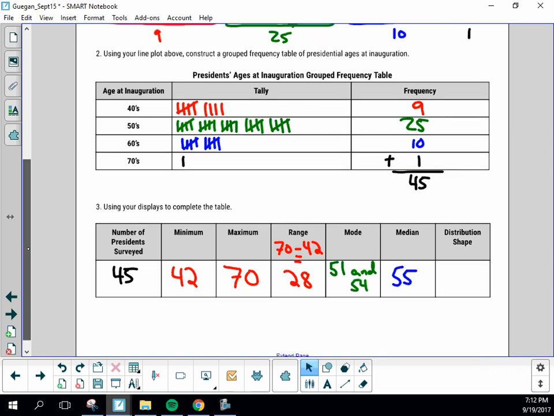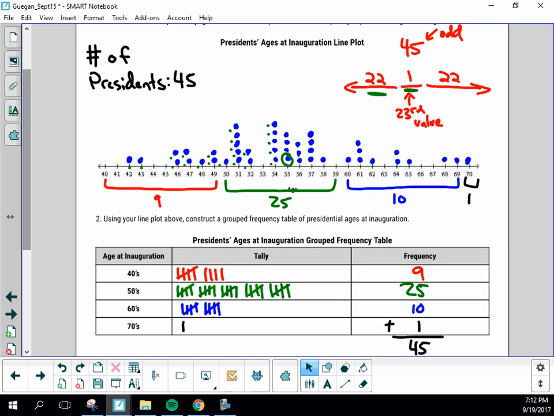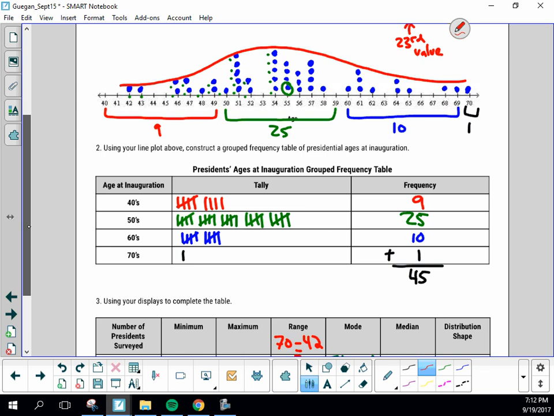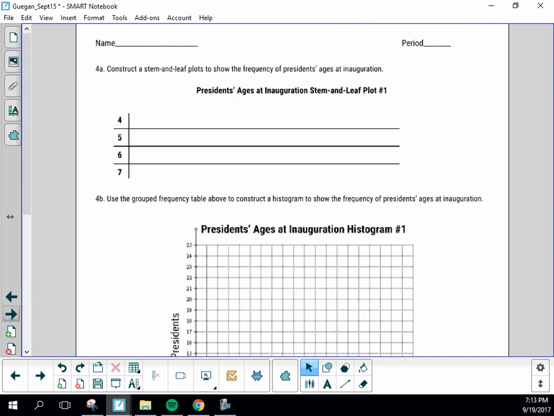Okay. Distribution shape. This distribution doesn't have a very clear shape in my opinion. However, if we draw a rough curve over it, I think we can agree that it's neither skewed left nor skewed right, and instead it seems pretty symmetric to me. So write in symmetric. Pretty symmetric to me. Okay, that's everything for that first page. Let's move on to the second page.